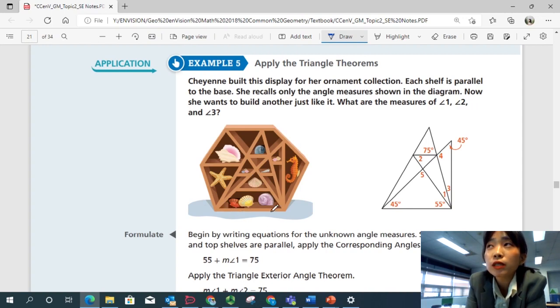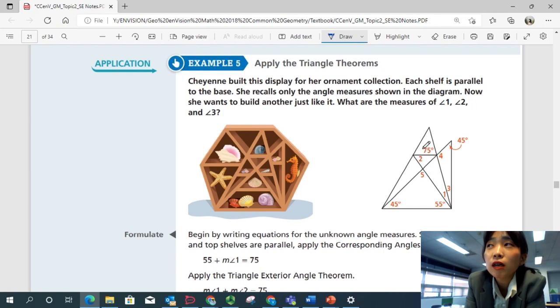She recalls only the angle measures shown in the diagram here. Now she wants to build another just like it. What are the measures of angles 1, 2, and 3? We just want to figure out angles 1, 2, and 3.